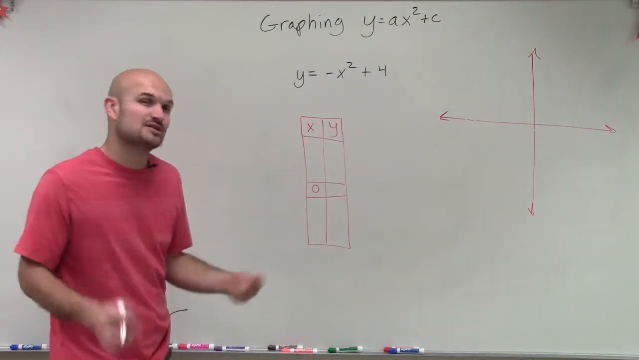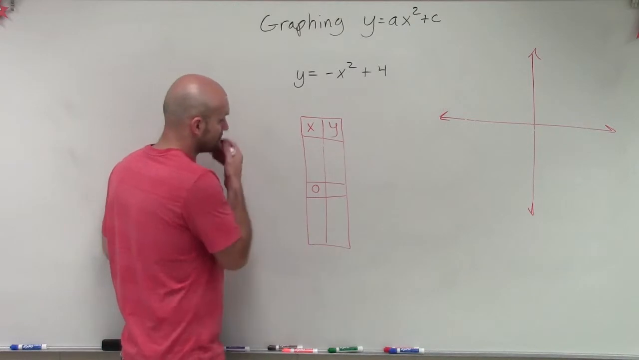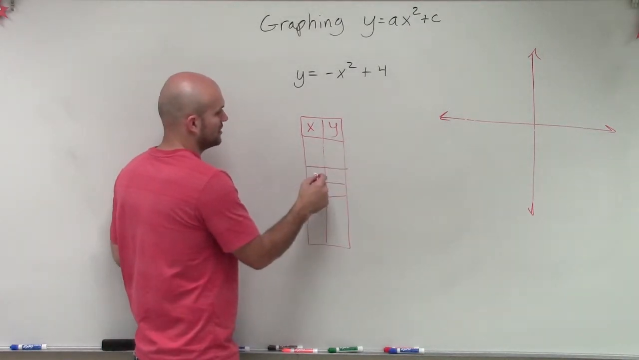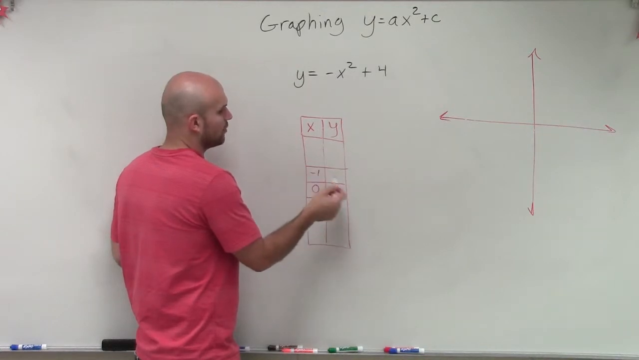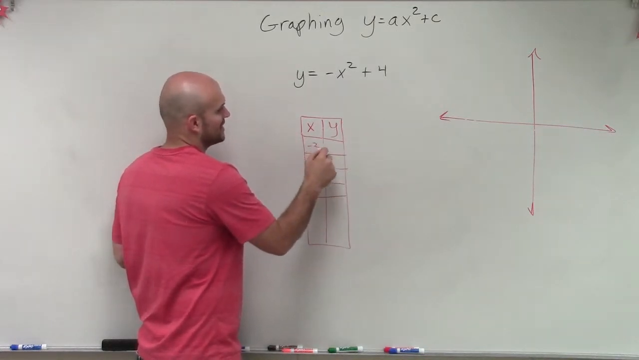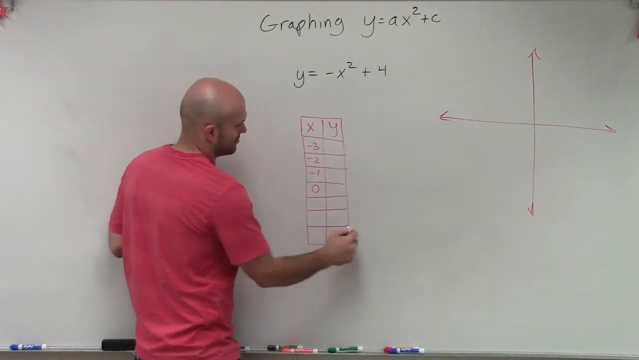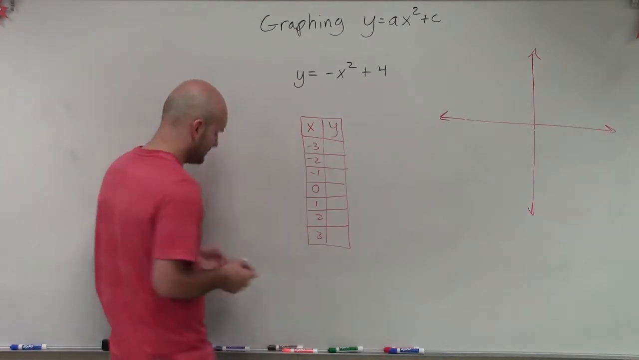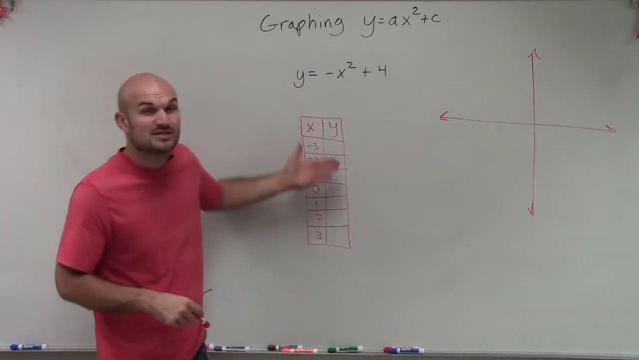Usually a minimum is just going to be 2 points. So let me pick some points here. Let's do -1, -2, and let's do -3. Let's do 3 points each way, why not? 1, 2, and 3. OK, so now I've chosen my x values.